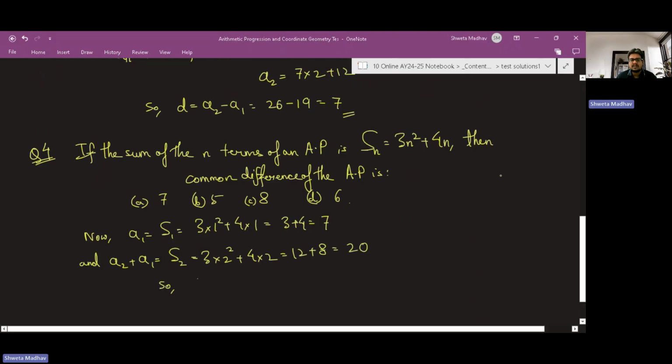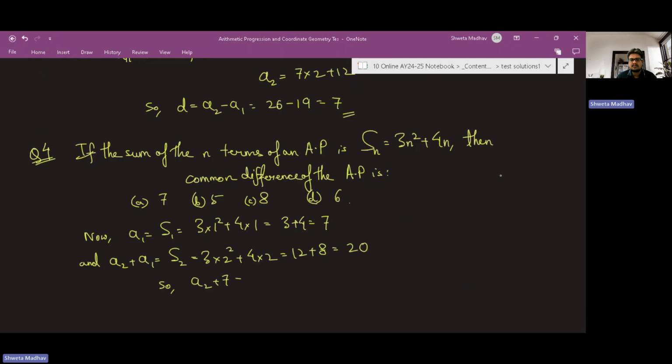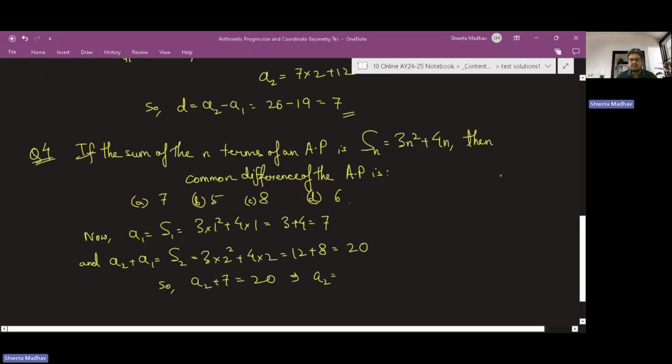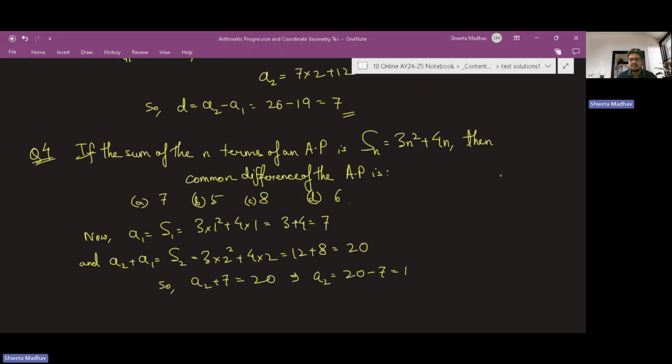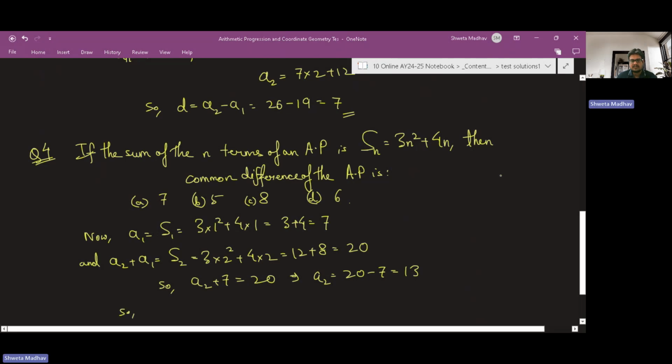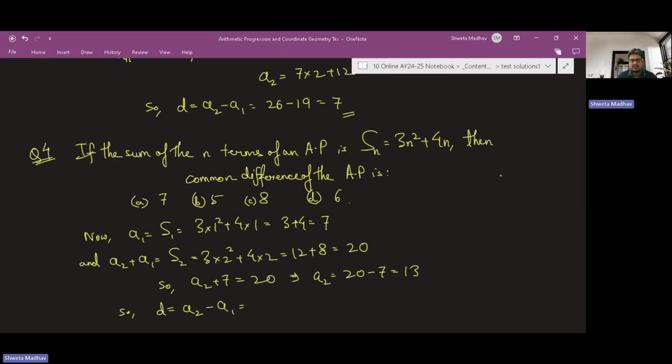So I can say that a2 plus 7 is equal to 20. So a2 will be equal to 20 minus 7, that is equal to 13. Therefore I can say the common difference D is equal to a2 minus a1. So a2 is 13 and a1 is 7. So that will be equal to 6. 6 is the required common difference. So option B is the correct answer.